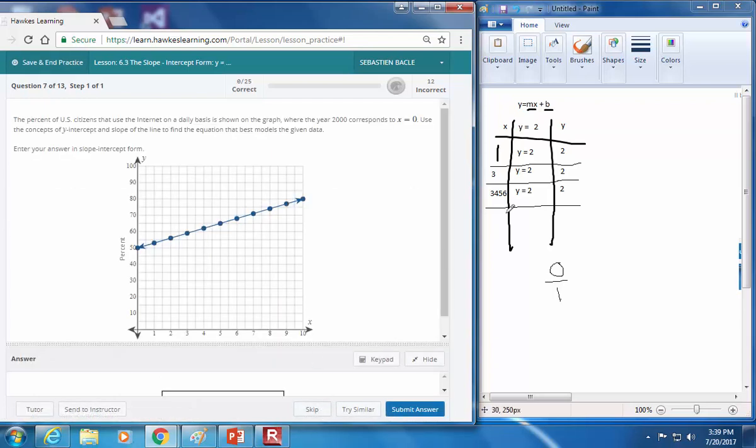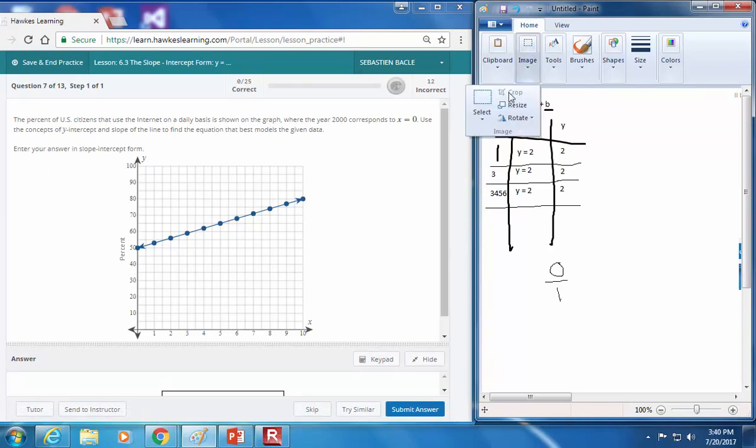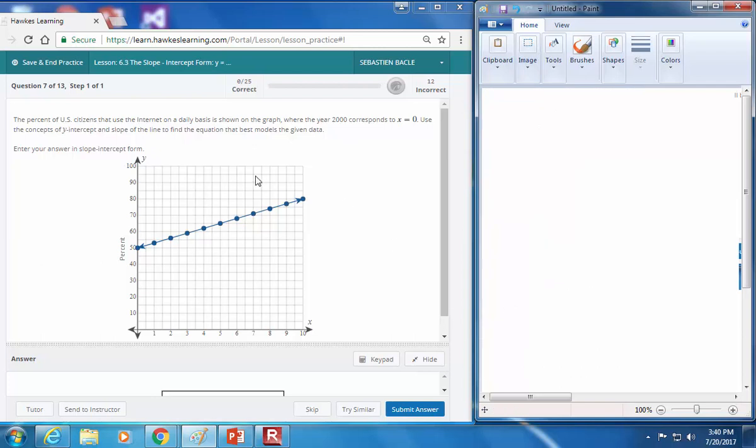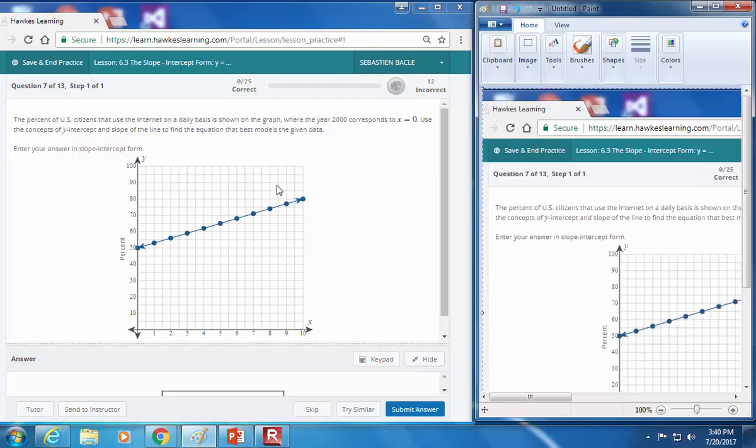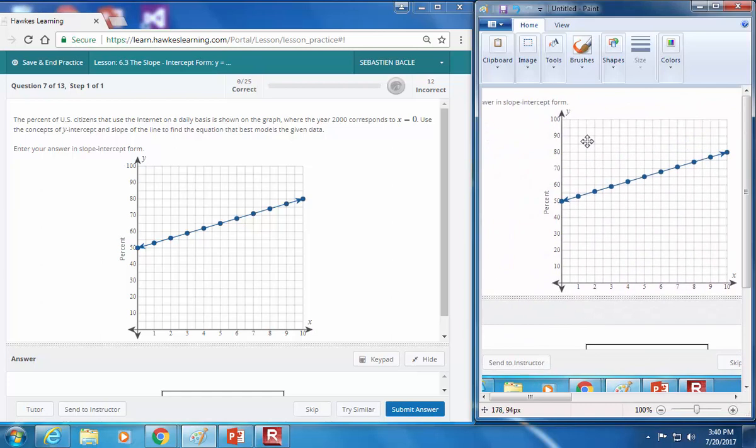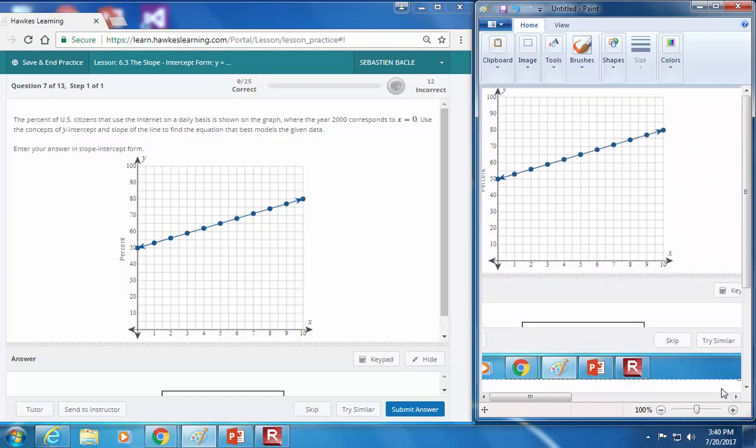Here it is. So here they're giving me a graph, and they're asking you to find the equation. That's something that you'll see I did in a video for section 6.4. And I'm just going to replicate this graph over here. They're asking you to find this equation in slope-intercept form. They didn't give you much information here.